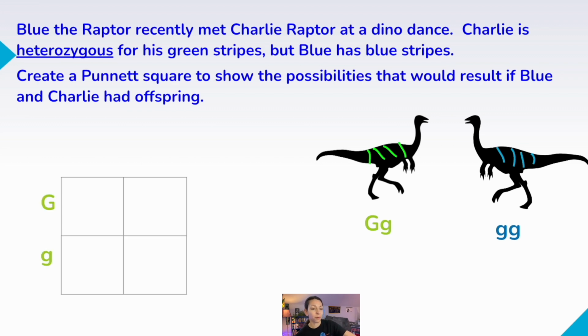So if we put it together in a Punnett square, we put one of the parents on one side, another parent on the top, and then we drop down each of our letters to get the following results in our Punnett square. Now it looks like out of the 4 possible combinations, 2 of them can be big G, and 2 of them can be little g.